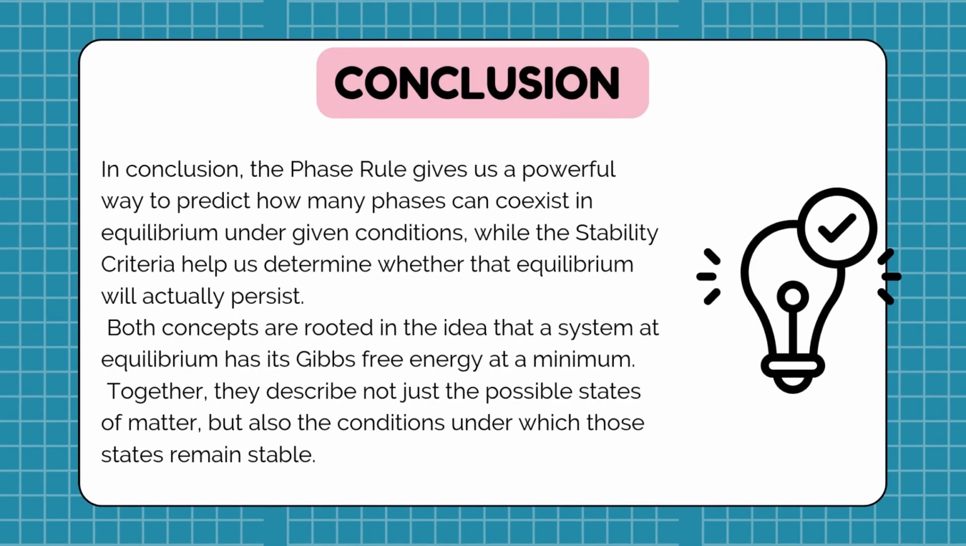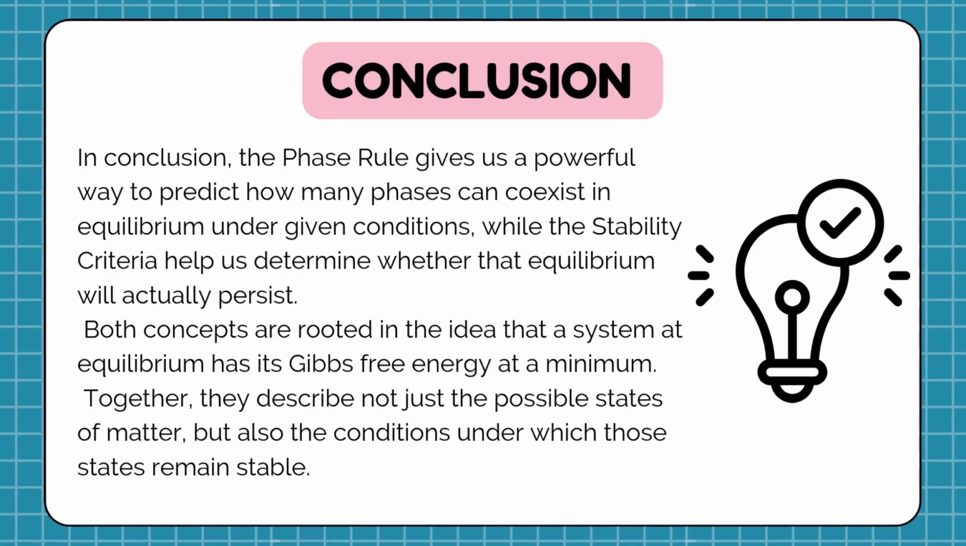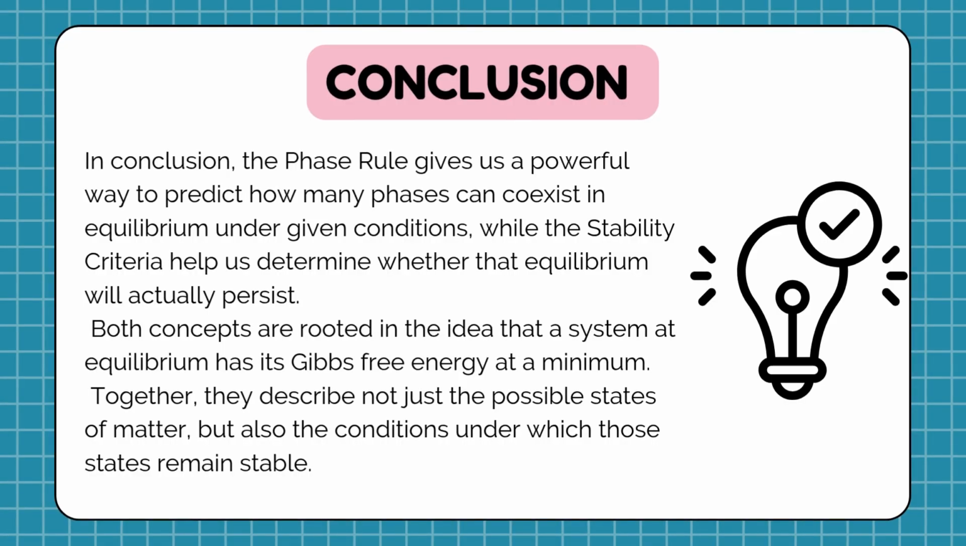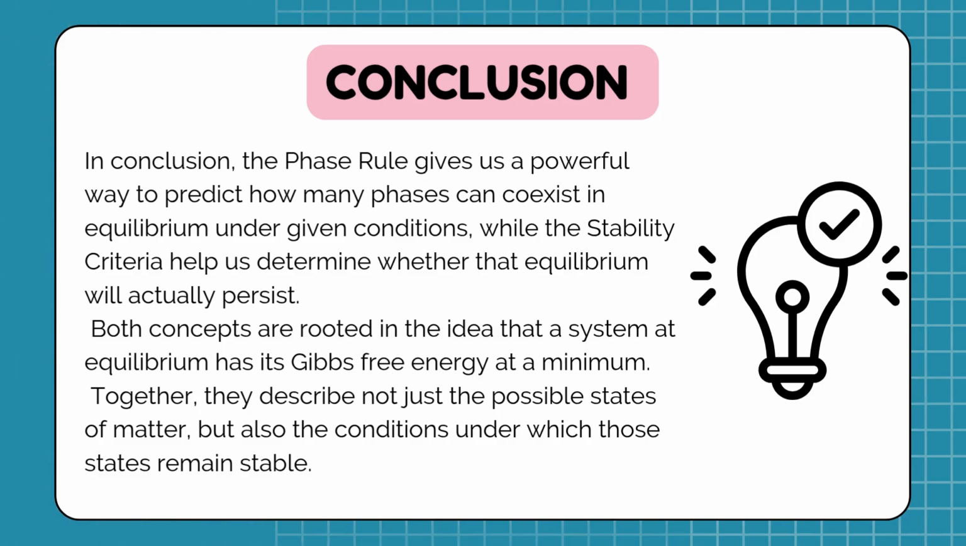So, in conclusion, the phase rule gives us a powerful way to predict how many phases can coexist in an equilibrium condition under a set of given conditions. The stability criteria, on the other hand, helps us understand whether that equilibrium will actually persist or if the system will change spontaneously. Both concepts are rooted in one fundamental idea, that is, a system at equilibrium has its Gibbs free energy at minimum. Together, they describe not only the possible states of matter, but also the conditions under which those states remain stable. Now, this brings us to the end of this video.